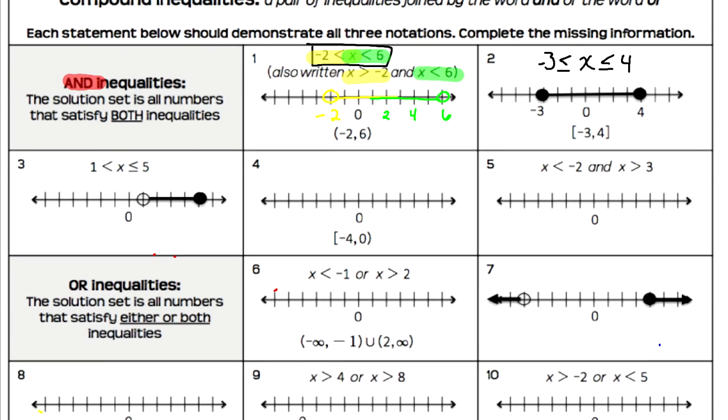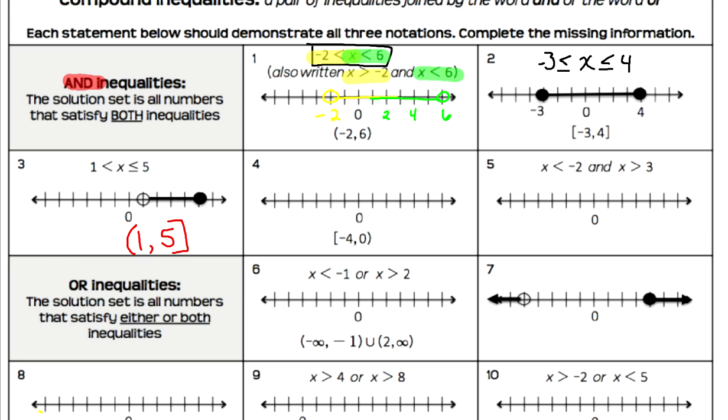Next up, in number 3, we have a similar situation. So we can see on the graph how the solutions are between 1 and 5, 5 included in the solution set. So my interval notation, going from the lowest number, which is 1, it's an open dot, so I'm going to use a parentheses, all the way up to 5, which is closed, so I'm going to include a bracket.